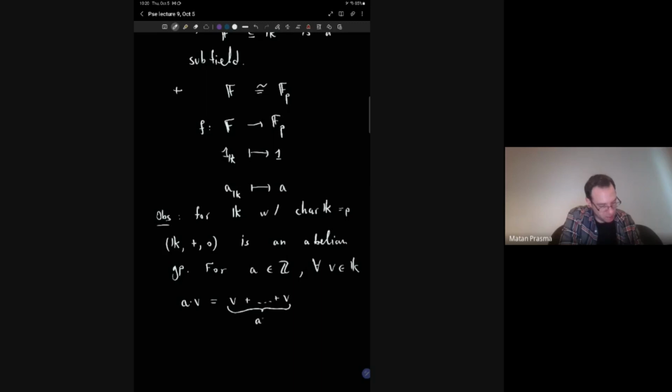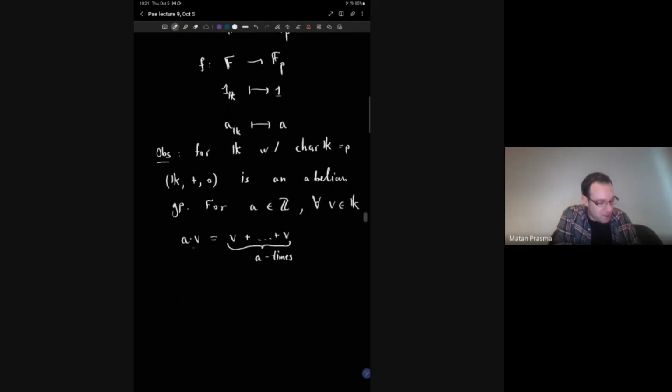a times. Where if a is negative, you take minus V plus itself a times. Okay? So now potentially we have a conflicting notation. It's not exactly conflicting. If we pay attention, we could write a_K V, right? Because a_K is an element in K. So I could multiply a_K by V via the multiplication of elements in K. And so what do you make of it? I have two things that look the same, but are they the same?